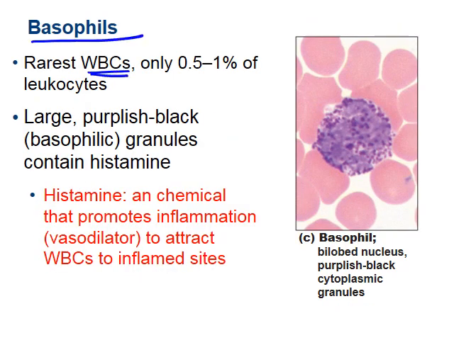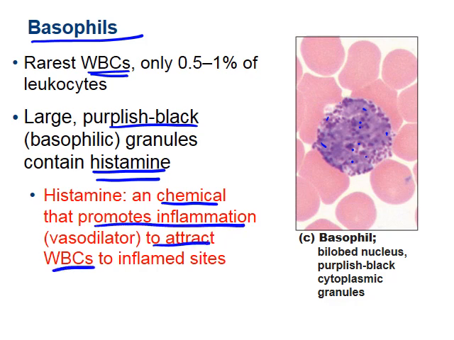Basophils are a rare type of leukocyte, or white blood cell. They have this purplish-black appearance, and you can see tons of little granules in this image. Those granules contain something called histamine. Histamine is a chemical that promotes inflammation to attract white blood cells to inflamed sites.